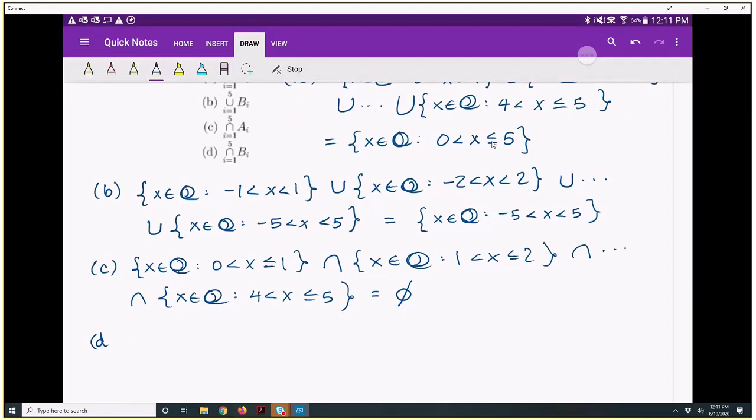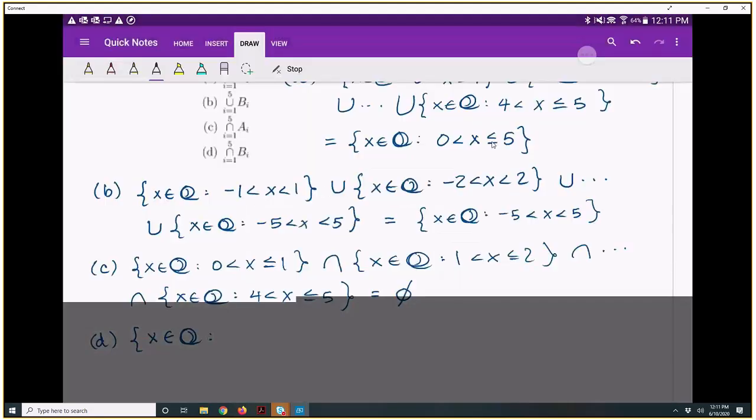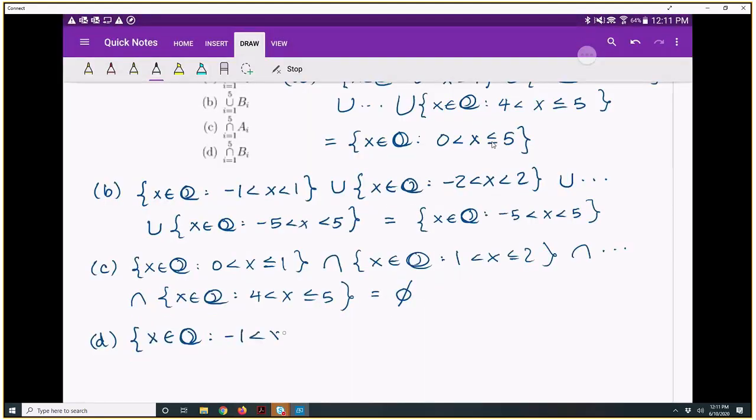Let's look at D. D will be intersecting the sets B sub i. So this is first the x in the set of rational numbers such that negative 1 is less than x is less than 1.